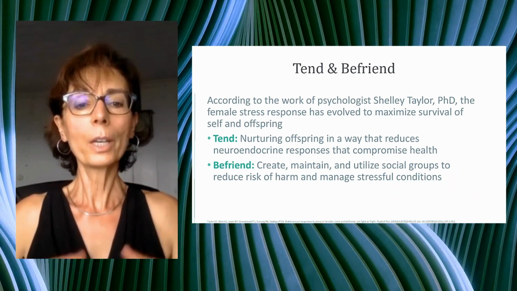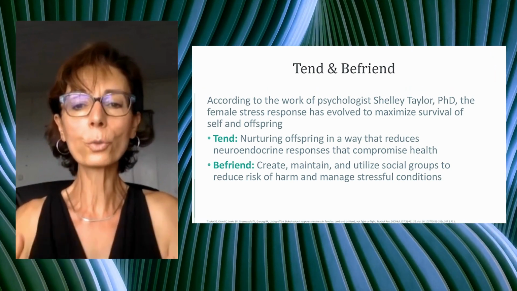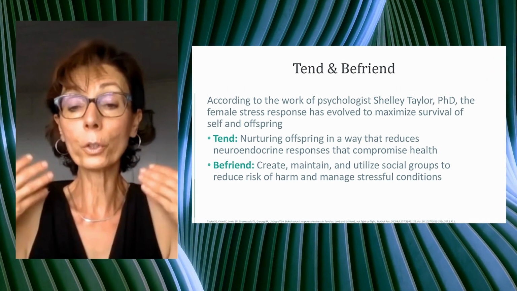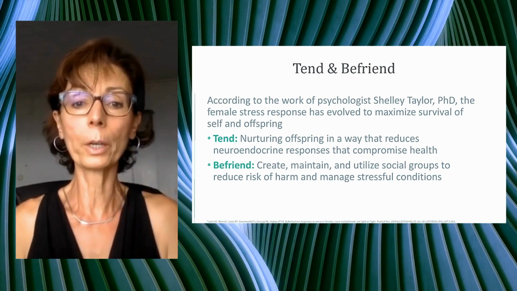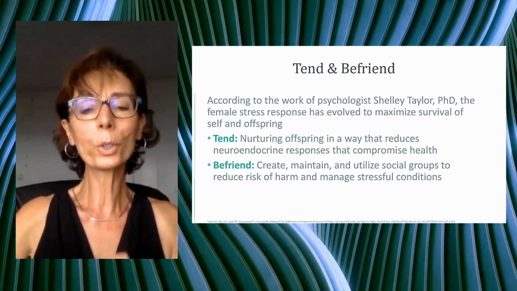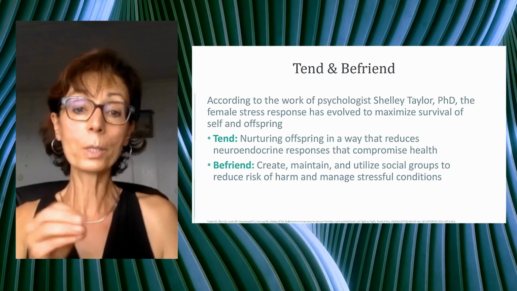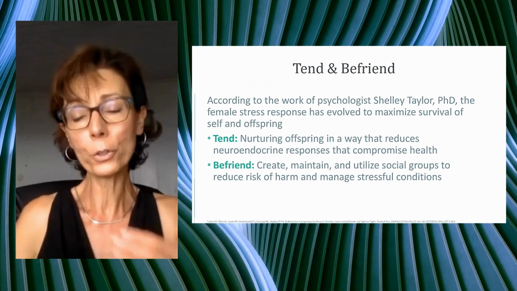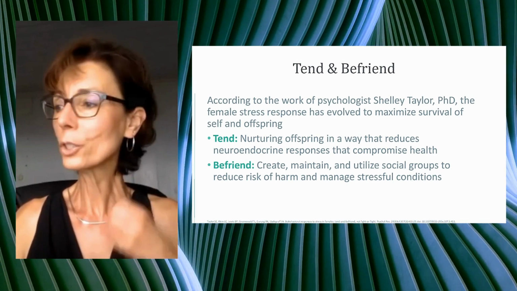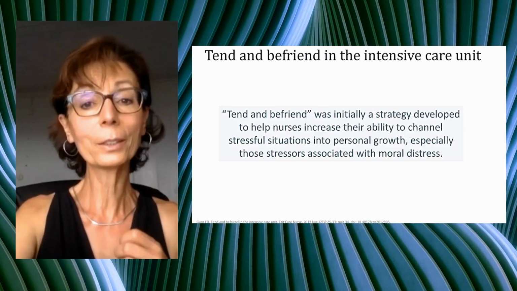And so the tend is really this nurturing in a way that reduces our neuroendocrine responses that can compromise our health. And befriend is more where you create and maintain, you can utilize social groups to reduce the risk of harm and also to manage our stressful conditions.